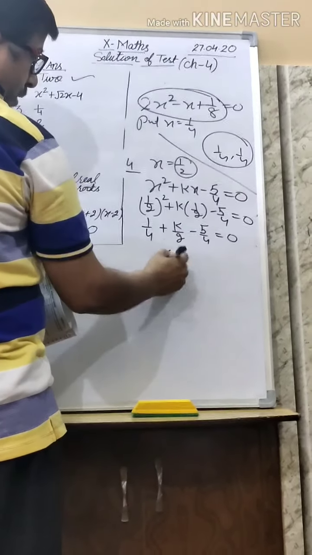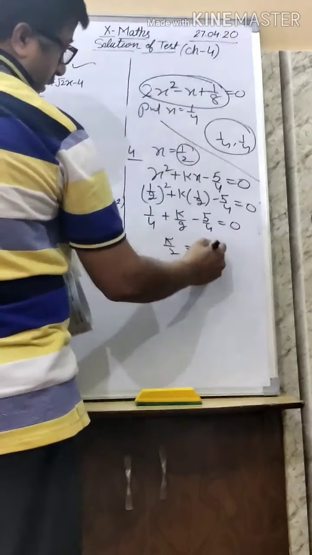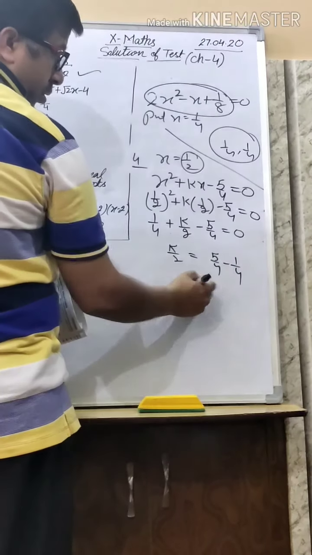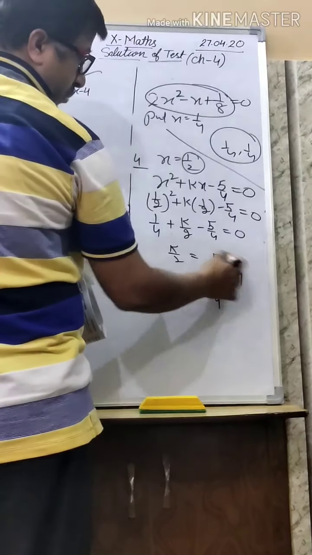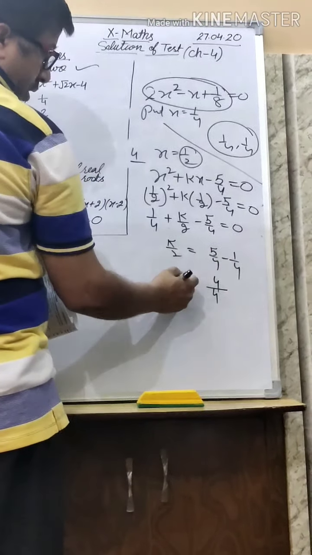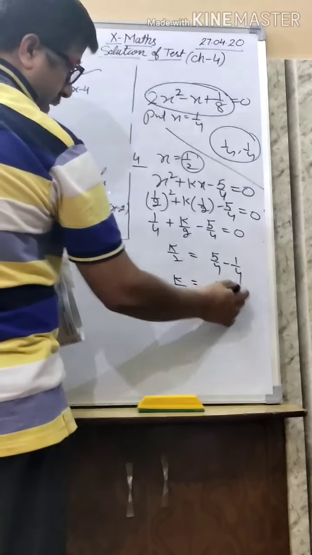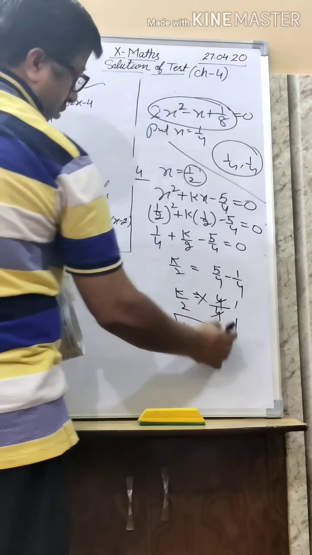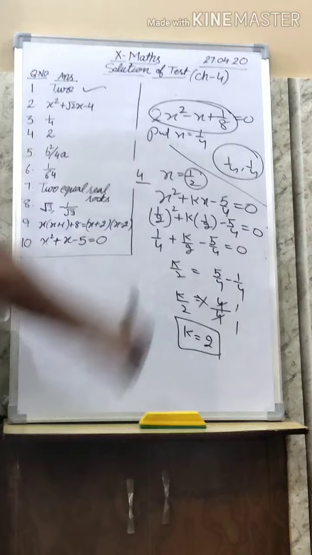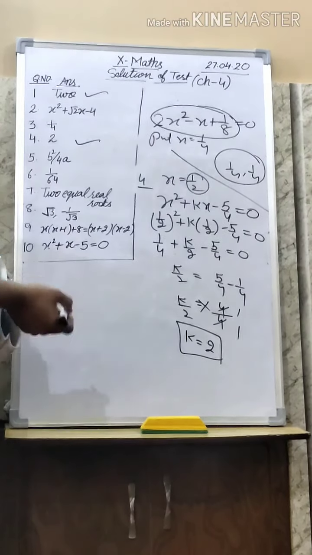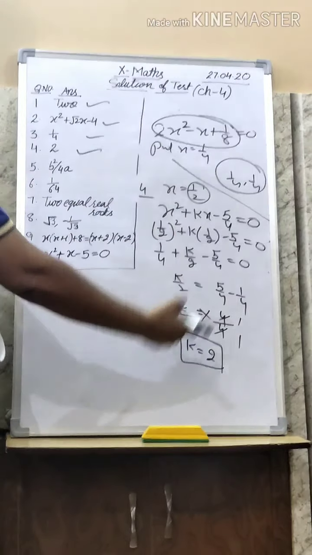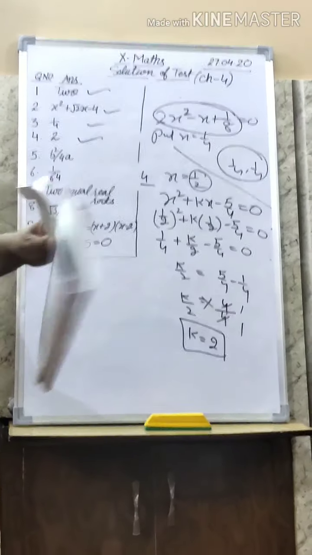So k by 2, here you shift all the constants to that side. 5 by 4, this is minus 5 by 4. So 4 LCM, 5 minus 1, 4. So k is equal to 2. It is cancelled. Cross multiply, k is equal to 2. Then the answer is k = 2. So, my dear students, in this way, we can do the work.